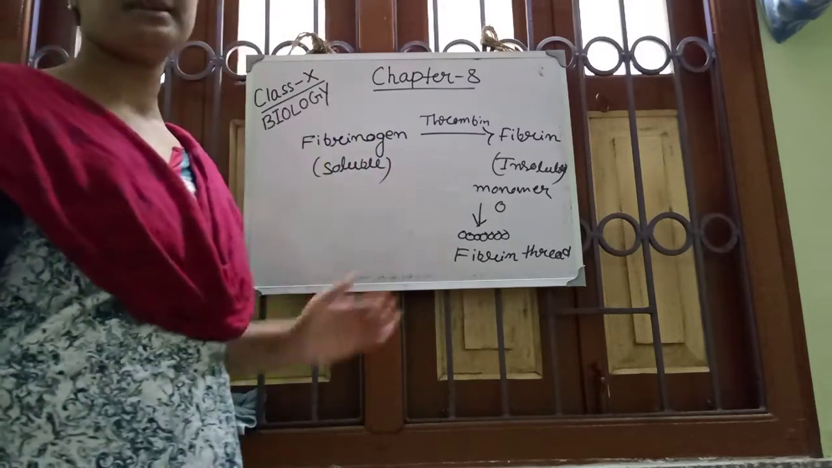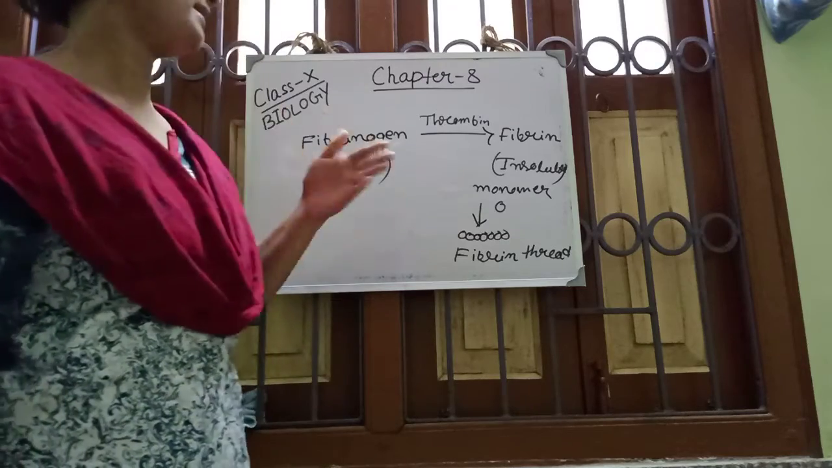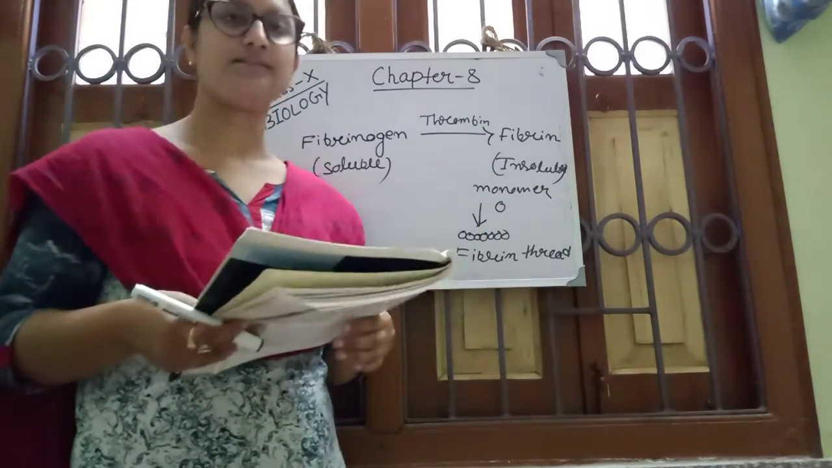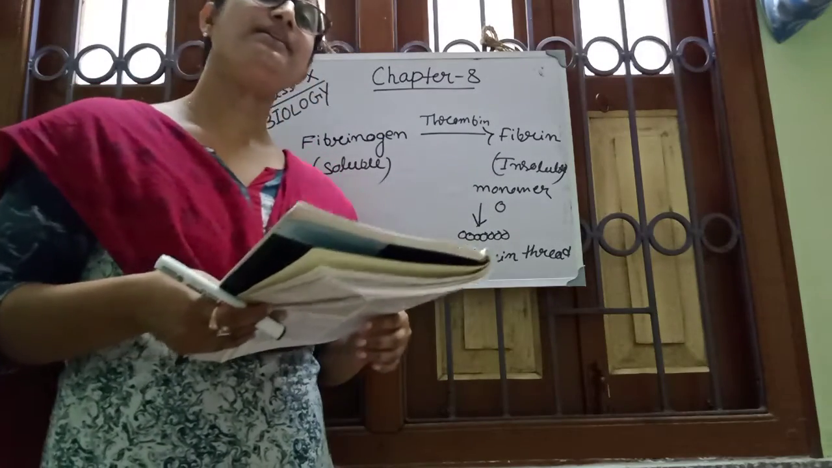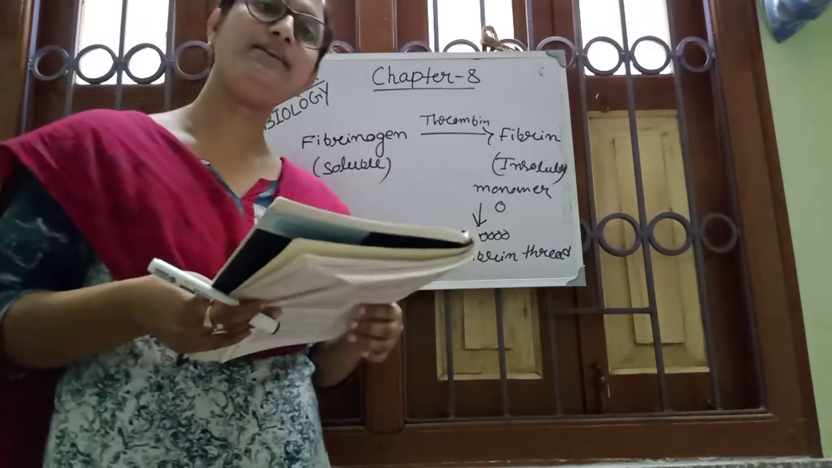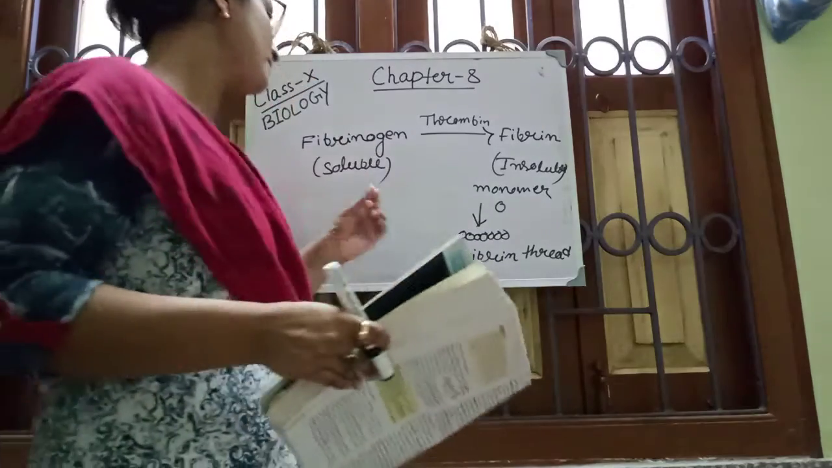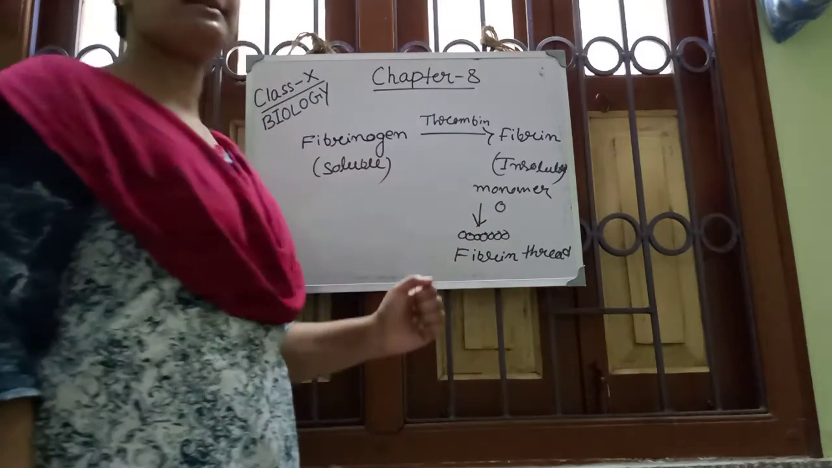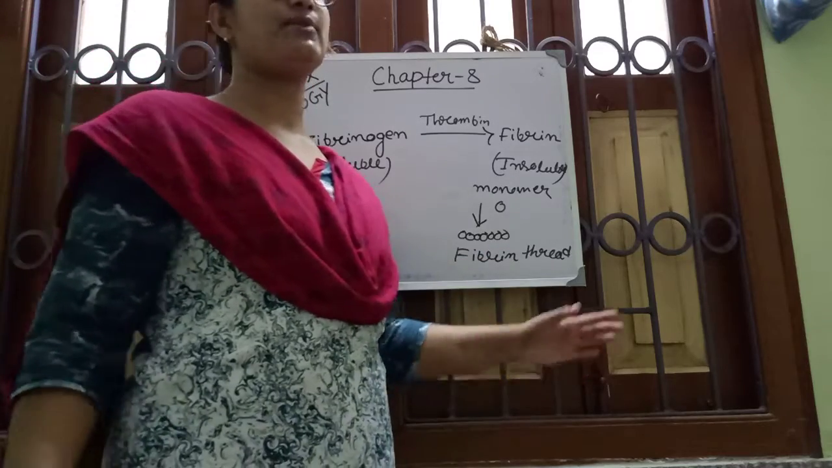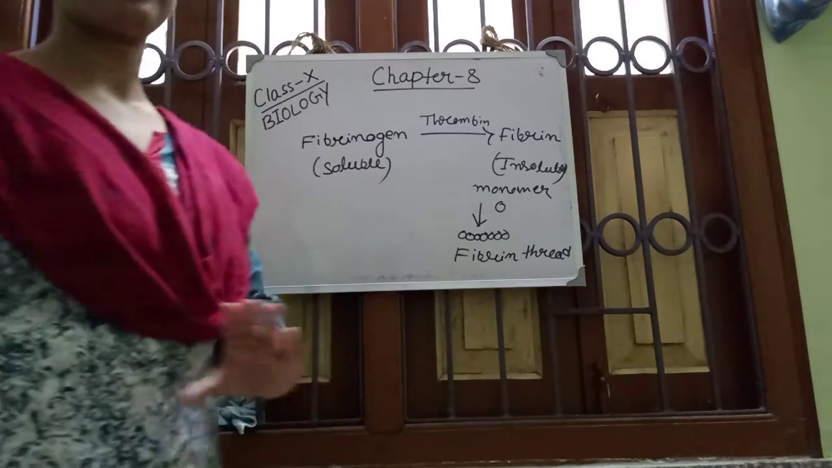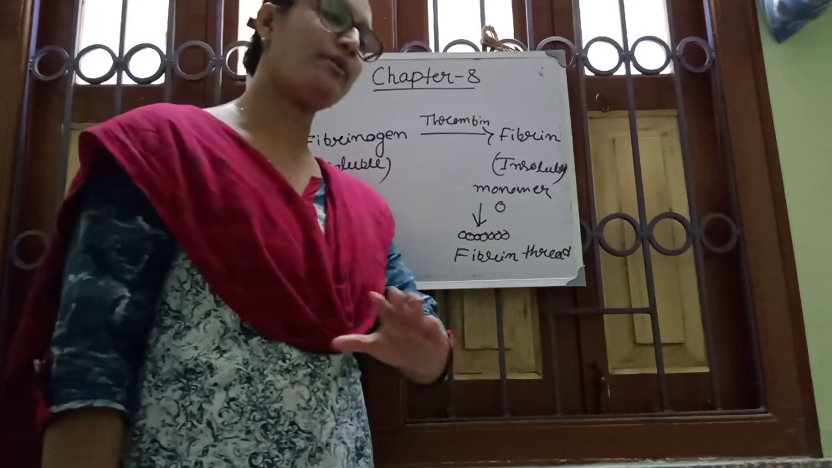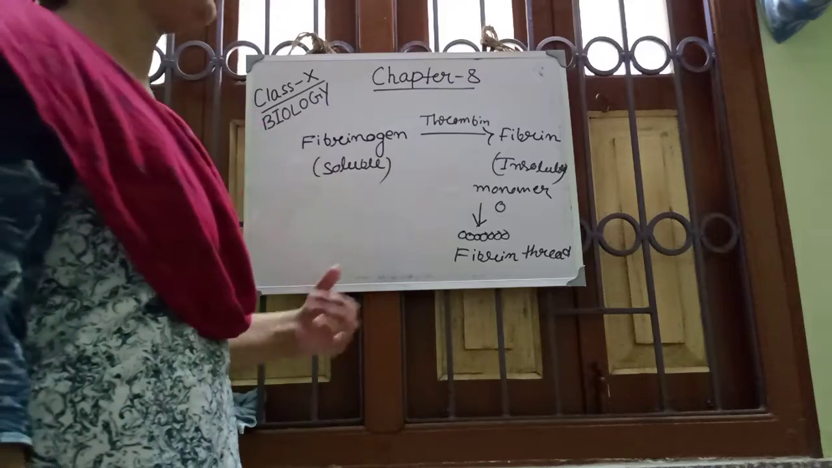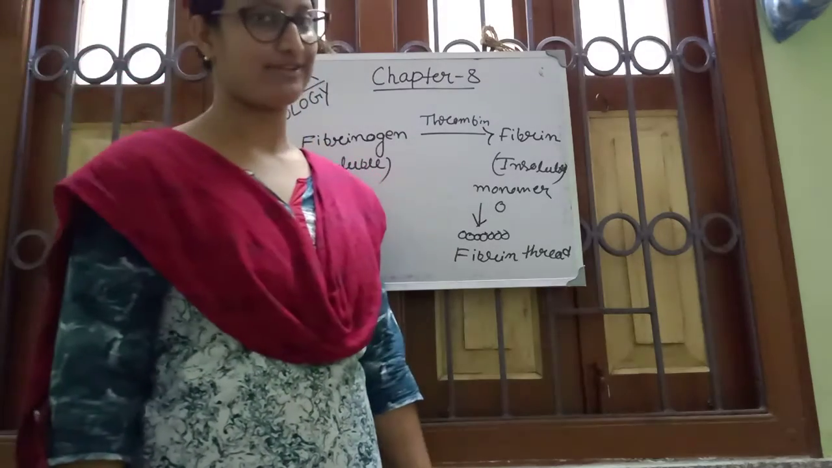I have discussed this step by step, a very important process. First, the platelets release thromboplastin, then the prothrombin activator is released, then prothrombin is converted into thrombin. Thrombin acts on the soluble protein fibrinogen, forming insoluble fibrin as a monomer, then polymerization occurs and the fibrin thread is formed. This fibrin thread seals the cut blood vessel, forms a thin network and starts clotting. This is the mechanism of blood clotting.